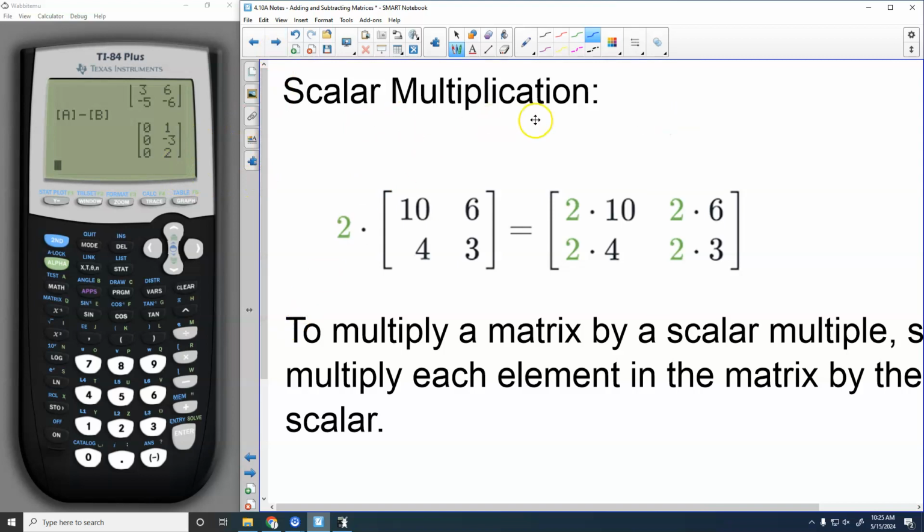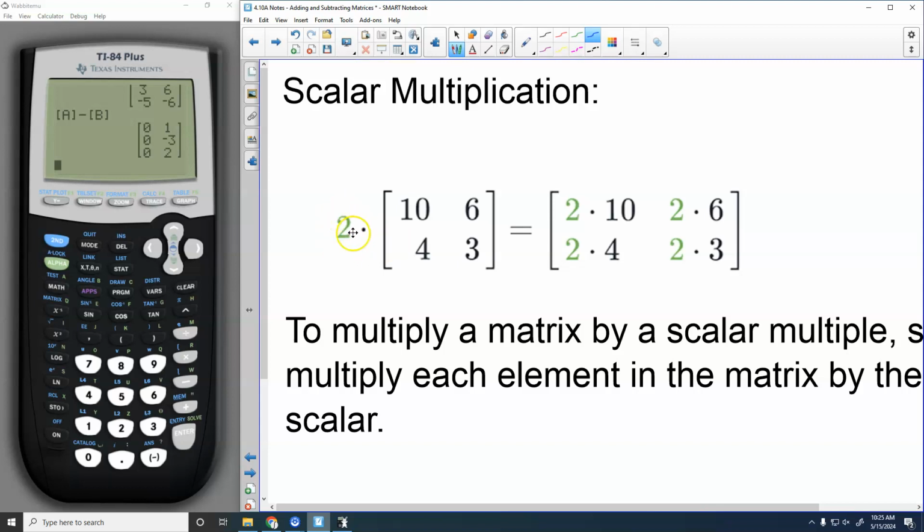So the next thing that we're going to look at is scalar multiplication. It is super easy as well. If you have a number outside, this is called a scalar multiple, because it's sort of like you're scaling up or scaling down, like making things bigger or smaller.